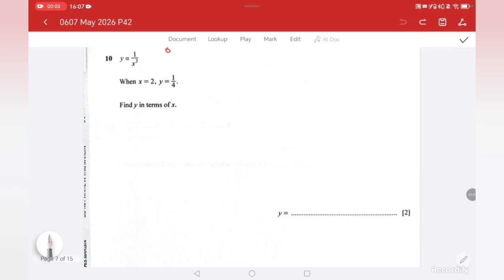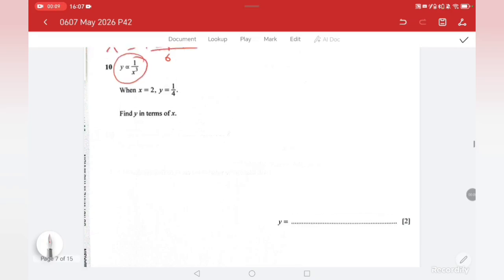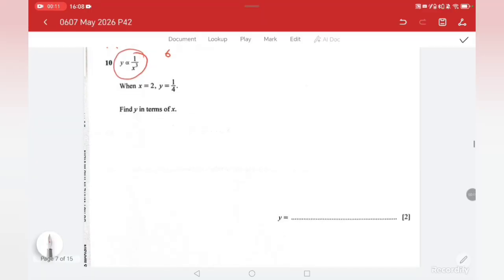Question 10. Y is inversely proportional to the cube of x. This type of question is sometimes more difficult than that, when they give you a worded example and you have to translate or interpret it into this formula. But here it's much easier. So y, instead of this proportion, you will make equal to k over x cubed.